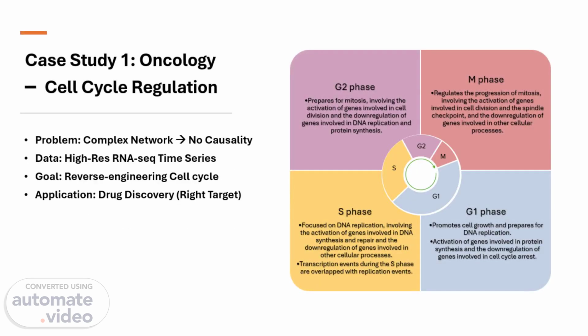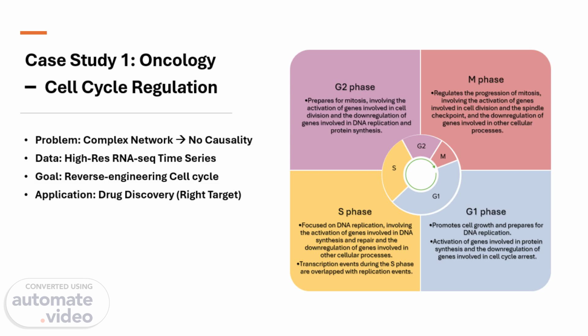Case study is in oncology, specifically focusing on cell cycle regulation. The core problem here is the inherent complexity of cell cycle networks and the challenge of establishing clear causality, understanding which events directly drive others. We leveraged high-resolution RNA sequencing time series data to capture dynamic changes. The goal was to reverse engineer the cell cycle to identify critical regulatory points. The application is directly relevant to drug discovery, helping us pinpoint the right target for therapeutic intervention.